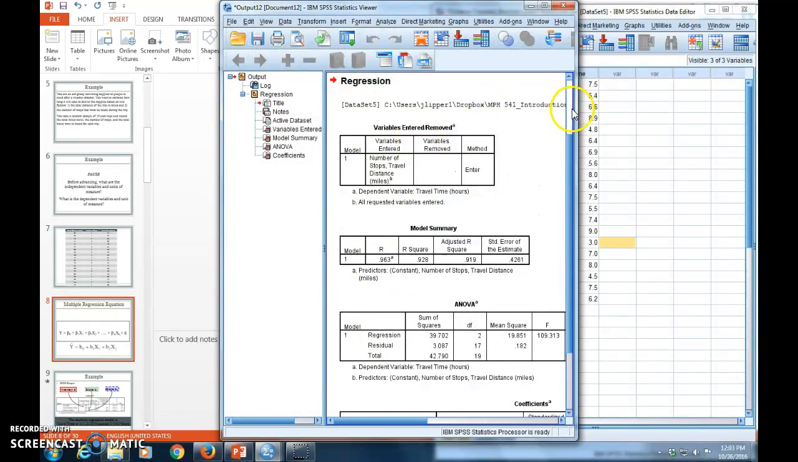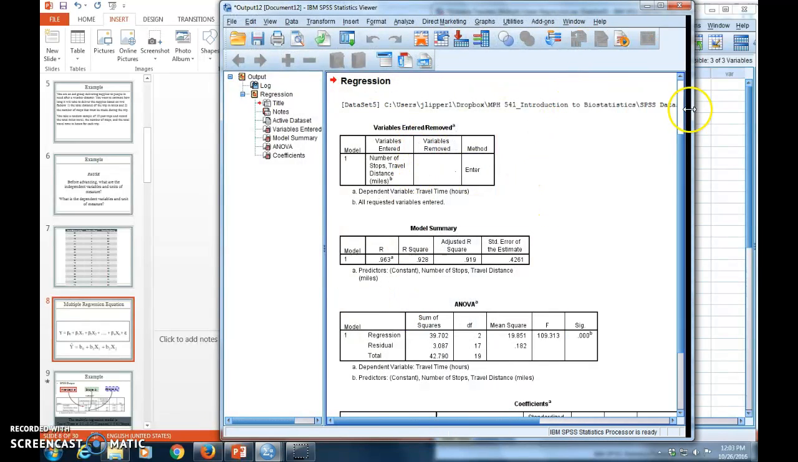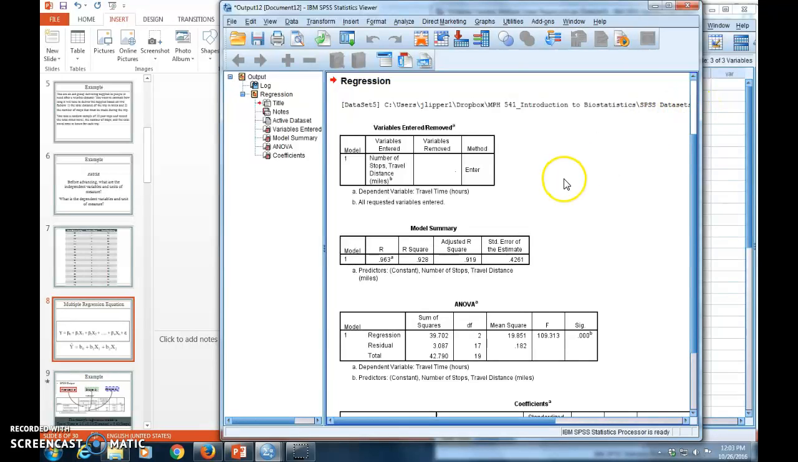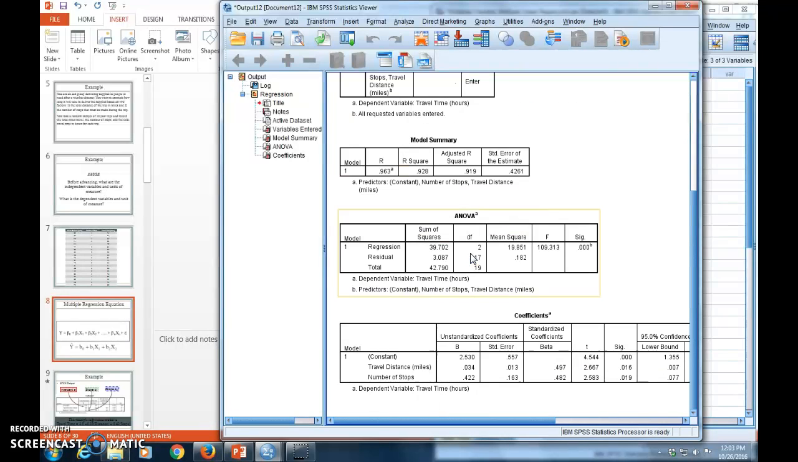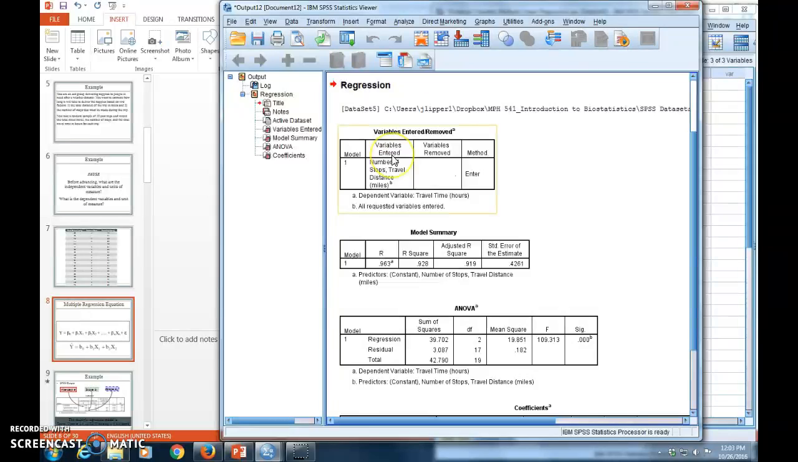And you click OK, and then you get these values. So this again is what we saw with simple linear regression. We get our R-squared value. About 92%, 93%, of the variability in travel time is described by the number of stops and the travel distance. So that's a pretty good model.